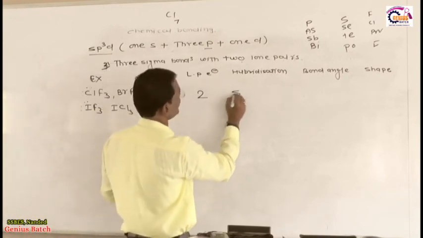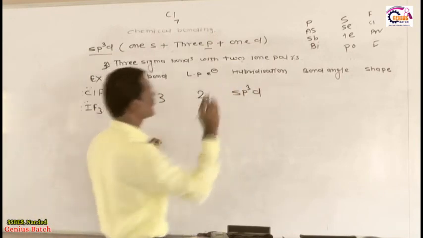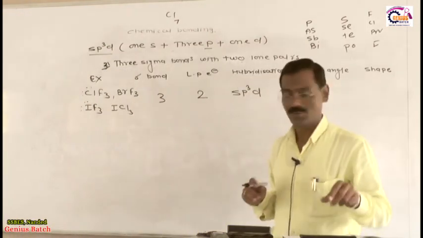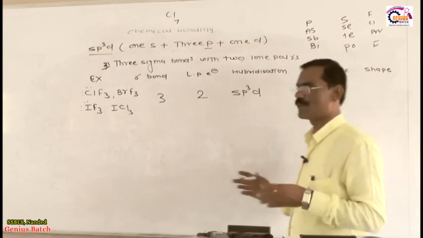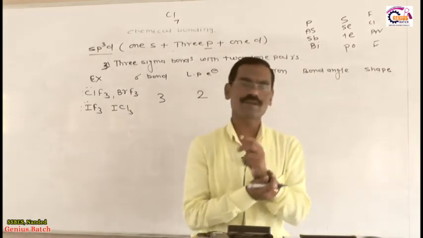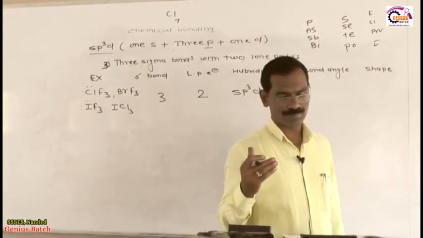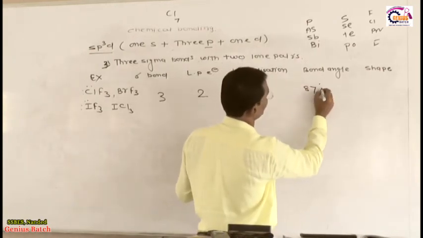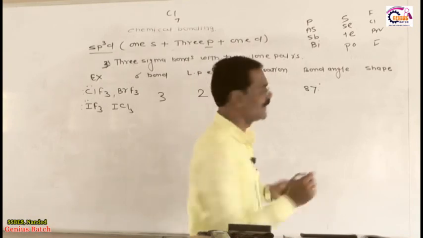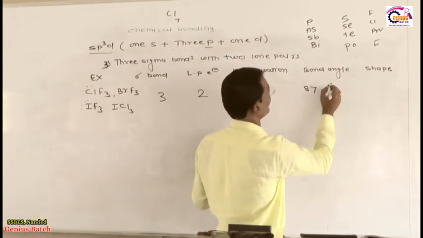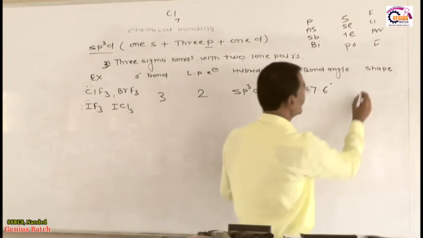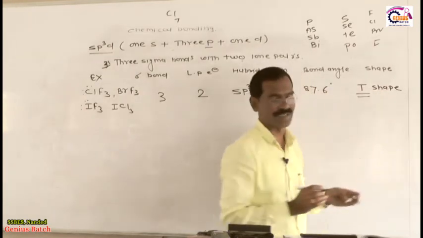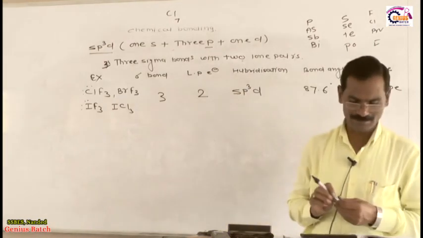The hybridization is no doubt sp3d. If 3 sigma bonds and 2 lone pairs are there, no doubt the lone pair-bond pair repulsion is very strong. Due to this strong repulsion, the bond angle becomes 87.6 degrees, and the shape of this molecule is a T shape. Keep in your mind, the shape is T shape.